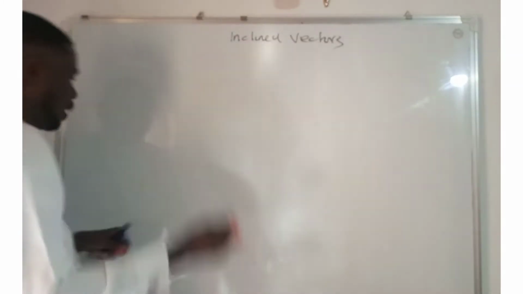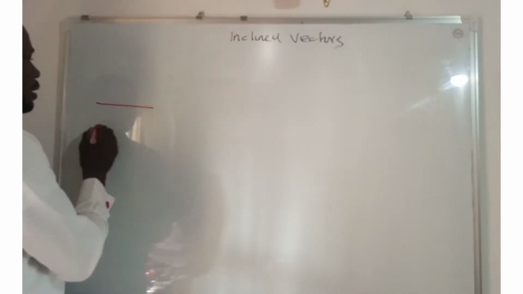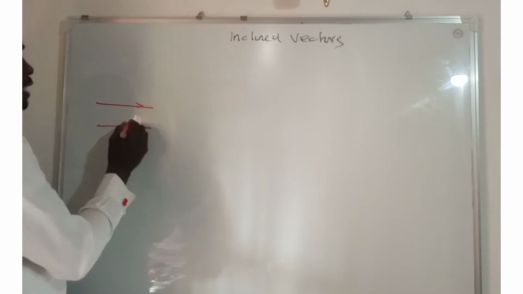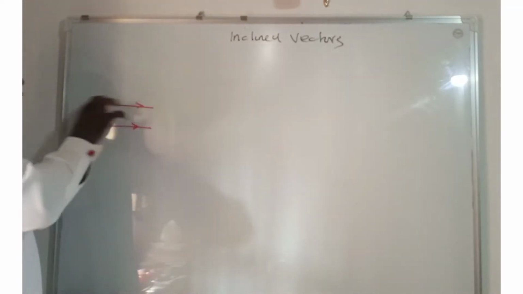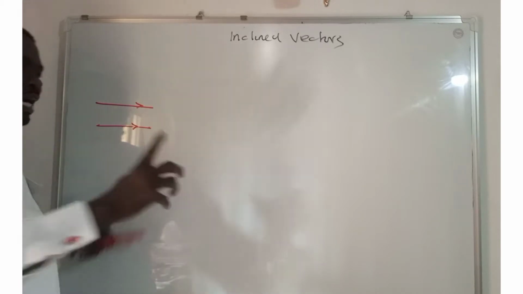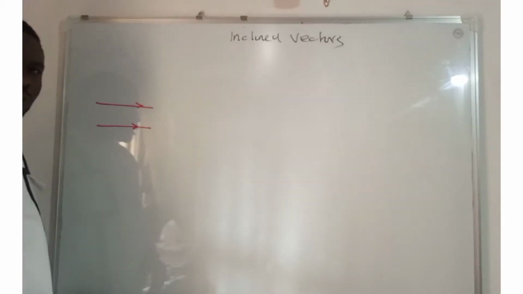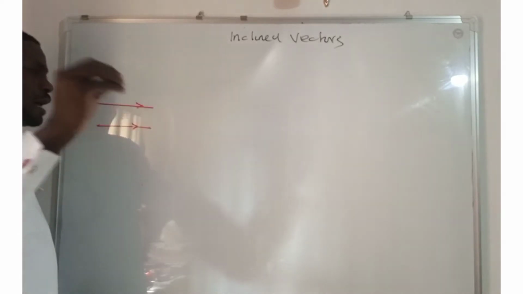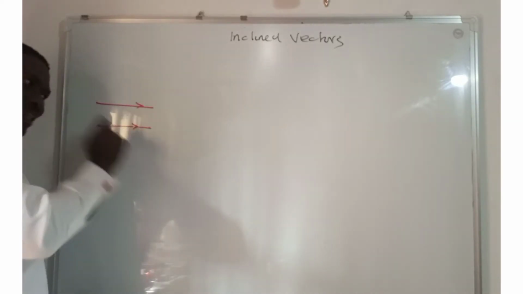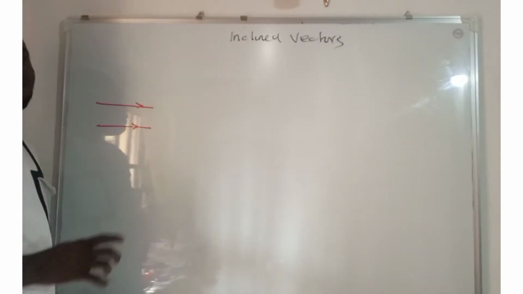Now, you know that when vectors are this way, let's say this is a vector and this is another vector, the vectors are said to be parallel because they will never meet each other, and because they cannot meet, no angle will be formed between them. You now say these vectors are parallel. In my video I've discussed how to find the resultant of this system of vectors.